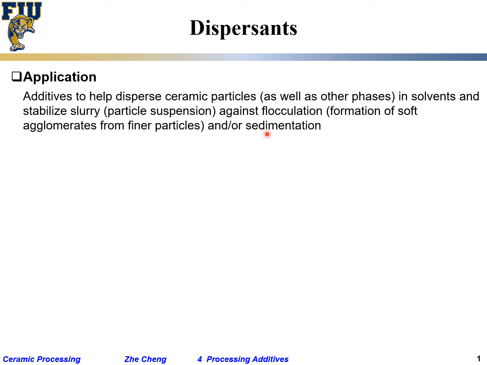Quite often, when the particles come together, they become larger. Their density is quite often higher than the solvent. Then they drop to the bottom. So dispersants are added to help prevent or slow down these two things, flocculation or sedimentation.